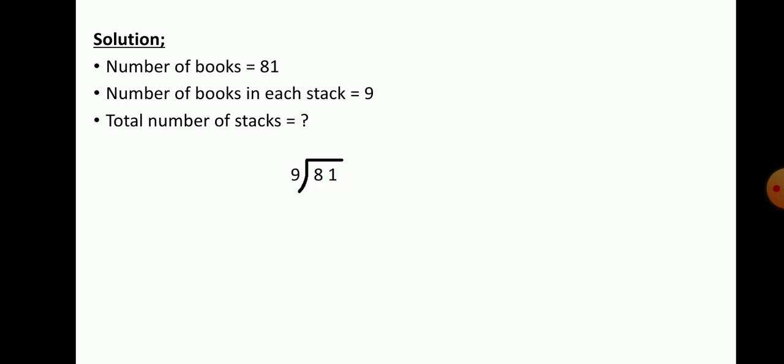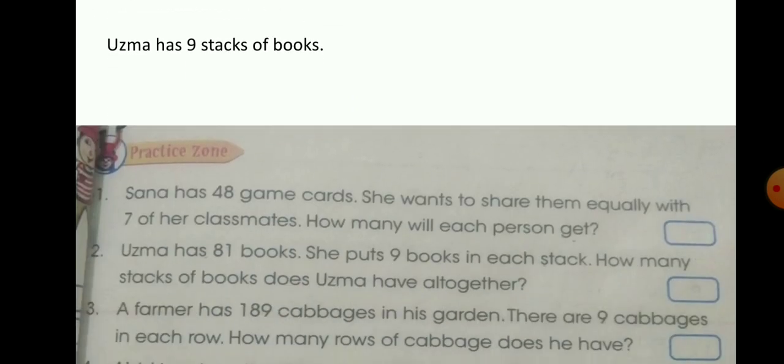So we'll write 9 at the top like this, and we'll write minus 81 below. Why? Because out of this 81, we solved 81. Nothing is left here. So 81 minus 81 equals to 0. Okay. So our answer here is 9. And how we'll write our answer? We'll write this like, Uzma has 9 stacks of books. Okay. Now move towards question number 3.